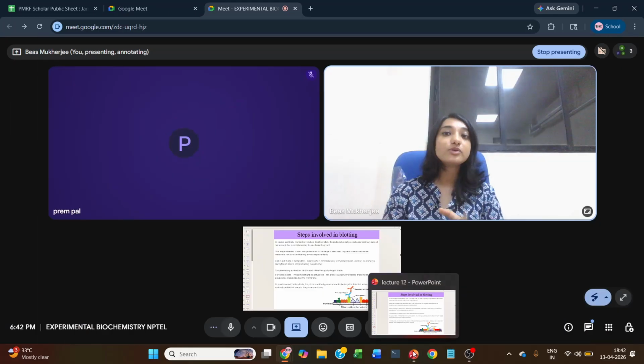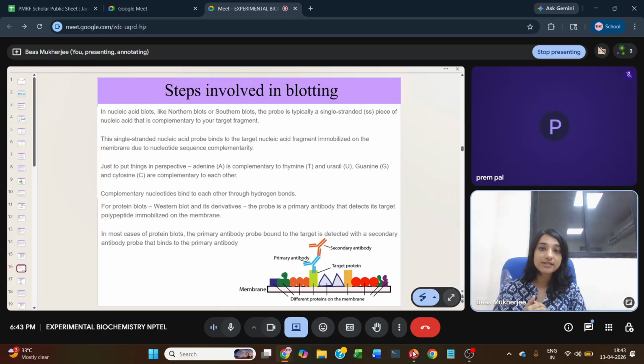Okay, now next what happens? Let's see. In nucleic acid blots, like northern blots and southern blots, the probe is typically a single-stranded piece of nucleic acid that is complementary to your target fragment. This single-stranded nucleic acid binds to the nucleic acid fragment immobilized on the membrane due to nucleic acid complementarity. Just to put things in perspective, adenine A is complementary to thymine, guanine is complementary to what? Cytosine. Right? So thymine and uracil: uracil for RNA, thymine for DNA, and G and C are complementary to each other. Right. Now complementary nucleotides bind to each other through hydrogen bonds.